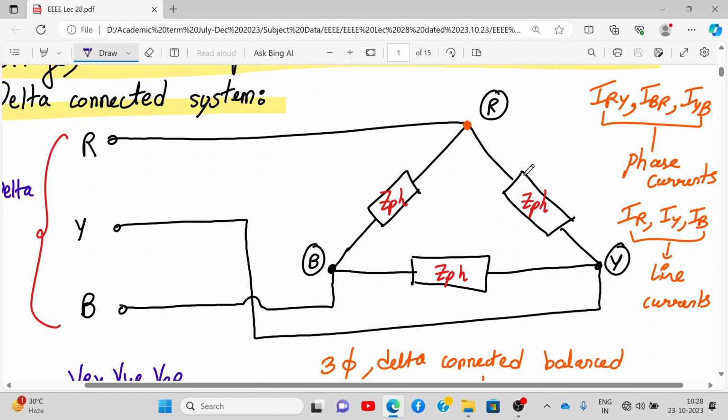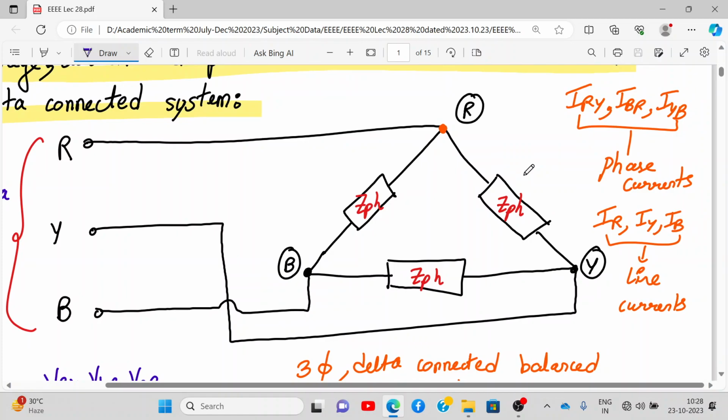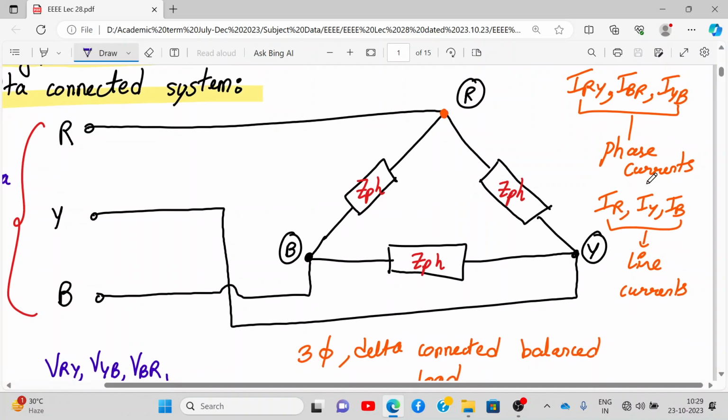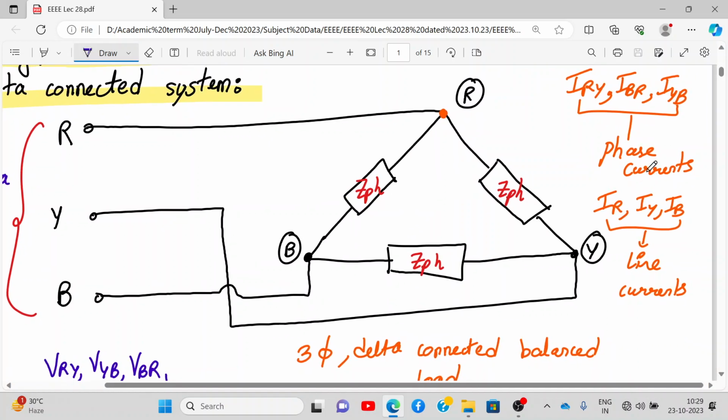Again, what is the meaning of balanced load? Balanced load means the Z phase is all the same. So it's a three-phase delta connected balanced load. Over here, can you see that color, whatever I've written over there? In this case, my phase currents and line currents are different. So what are my phase currents? IRY, IYB and IBR are phase currents. And my line currents are IR, IY and IB. So please write down line current and phase current.